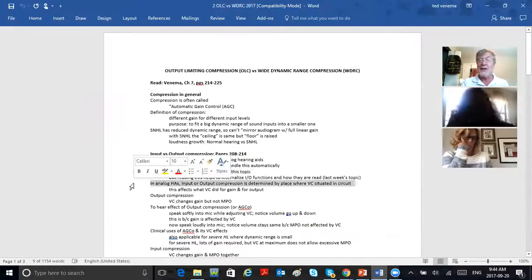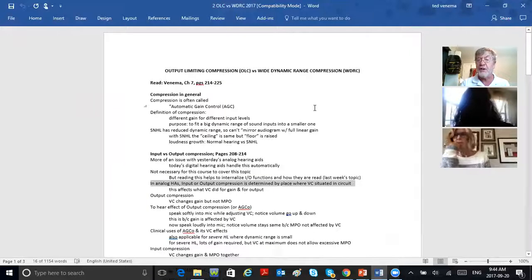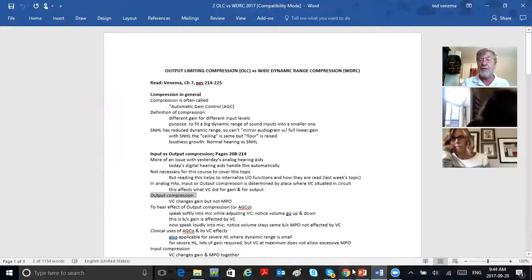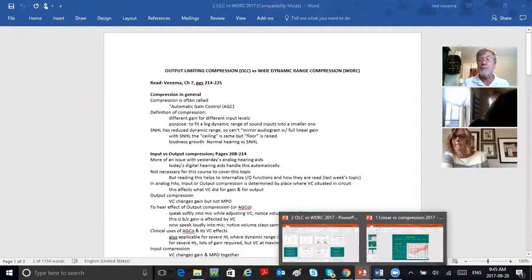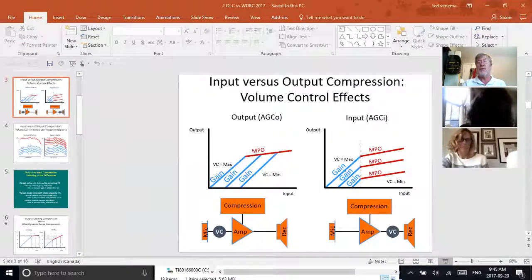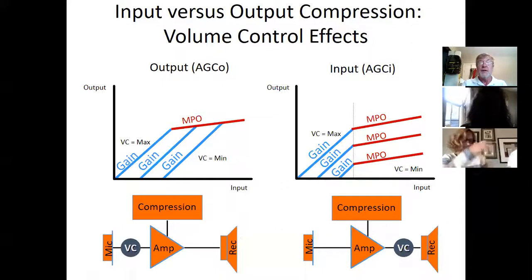In analog hearing aids, input or output compression is determined by where the volume control sat in the circuit. Don't worry, I'm never going to ask you this on a quiz or a test. But output compression, just so we can read the picture together, and now as students you'll probably be able to get this. Watch. We'll go to this particular picture here, and we'll pull up input and output compression. Here you go. Take a peek at this. Left, output compression. Right, input compression.